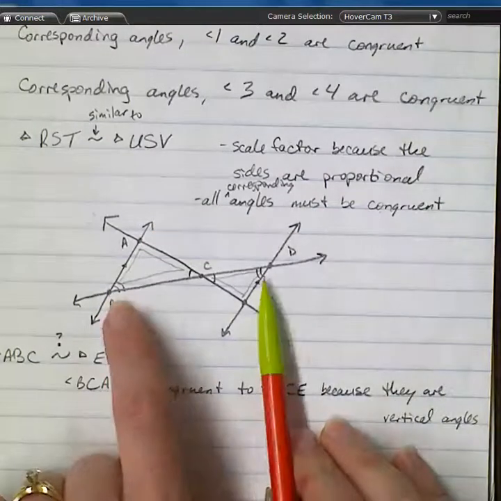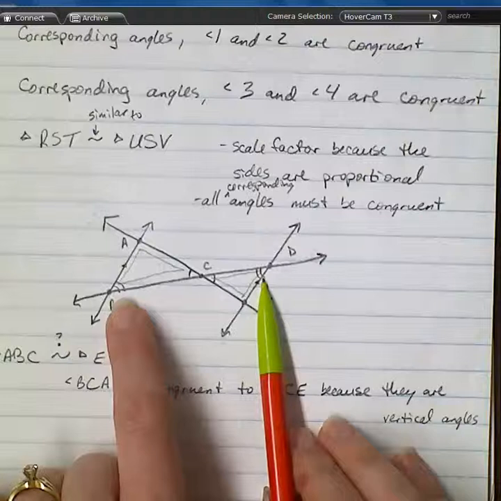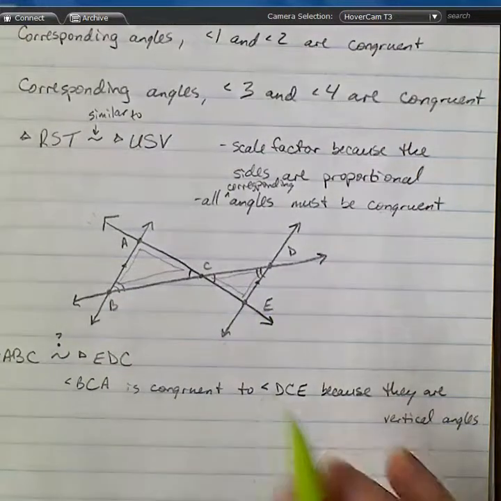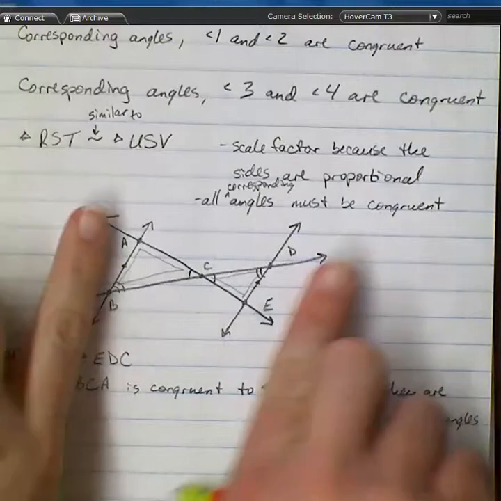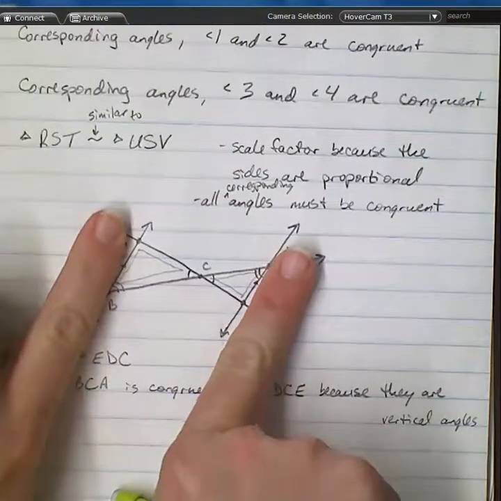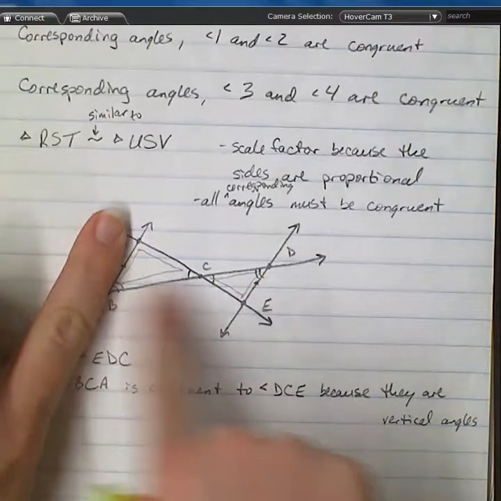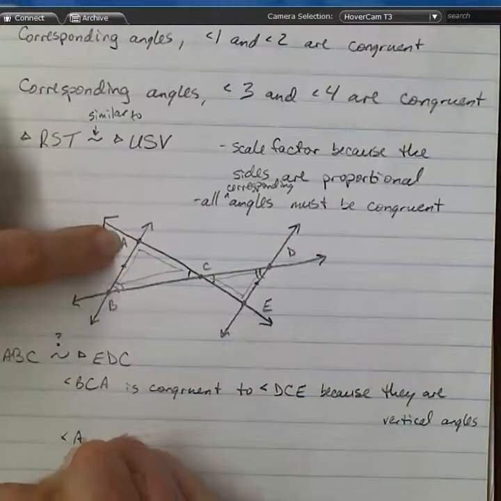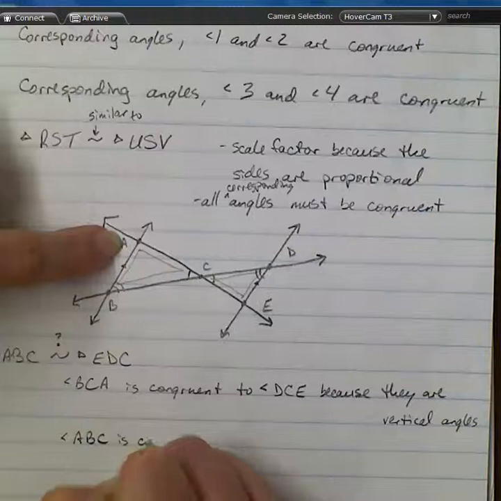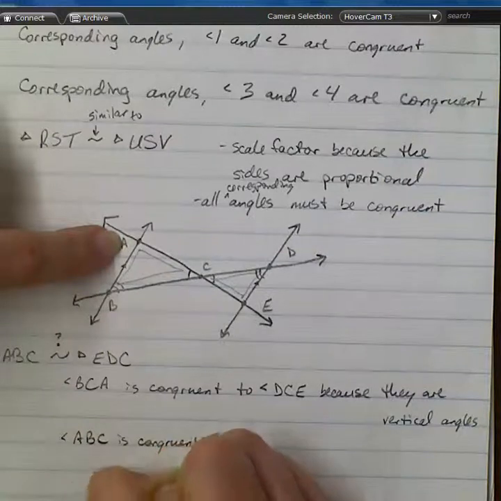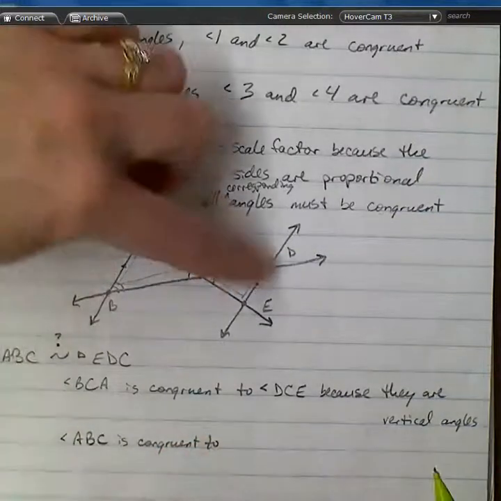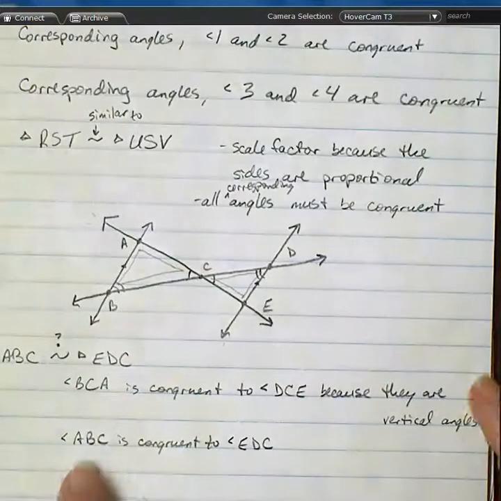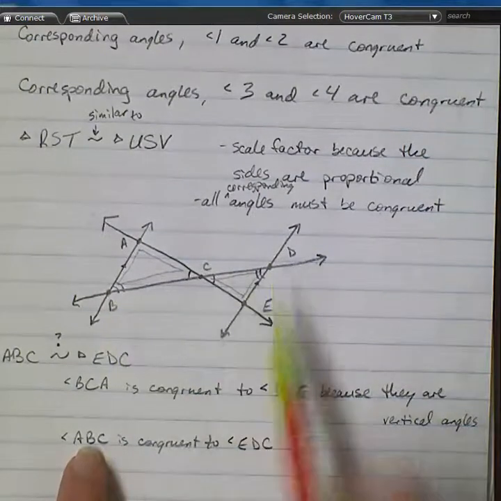Why are those two angles congruent to each other? What are they? You're right. They are inside the parallel lines. They are on opposite sides of the transversal. So, angle ABC is congruent to angle EDC. Notice that B and D are the ones that are congruent, so those are in the middle.